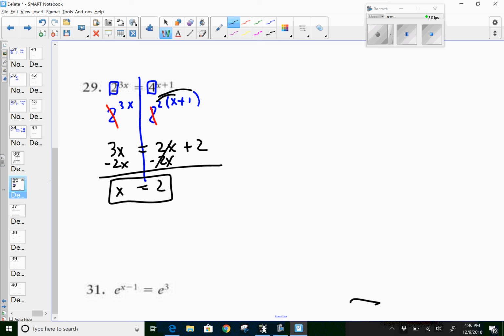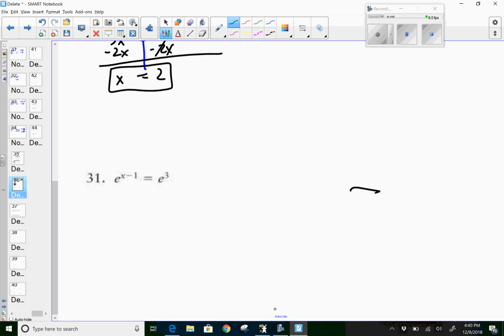There's your solution. This last one is very similar. The bases are already the same, so I can just cross them out. So I get x minus 1 is equal to 3. Add 1 to both sides, and you get x is equal to 4. And again, you could check all of these on the calculator.